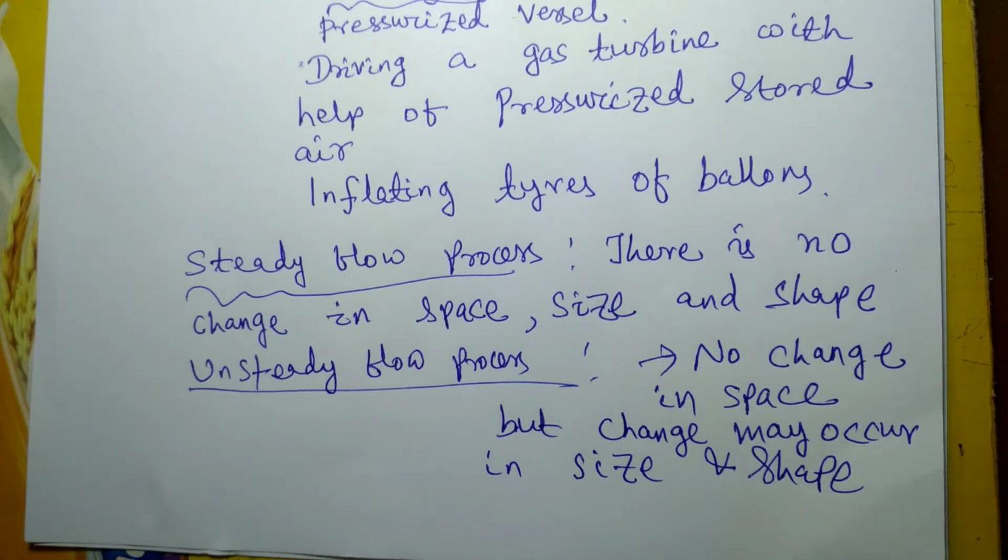That means boundary work, which while discussing steady flow energy analysis we concluded that there cannot be any boundary work present in case of steady flow system or steady flow process because volume remains constant. We know that boundary work is nothing but integral of PdV. Since volume is constant in case of a steady flow process, how can there be boundary work present? But in this case, there can be boundary work. That is also an important difference.